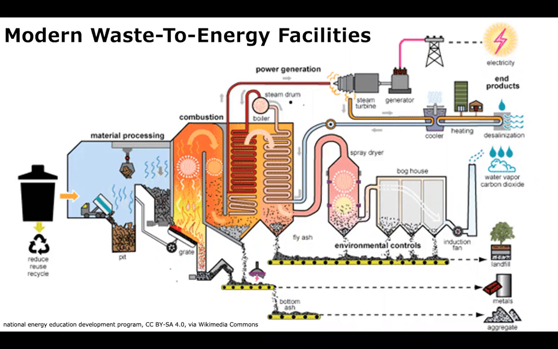So the boiler produces steam using the heat that's generated during combustion, and that can be used to power a steam turbine, which then drives a generator, which produces electricity. All right, so the end products you get are water that needs to be desalinated, water vapor, and carbon dioxide emissions. You also have fly ash, which needs to be sent to a secure landfill, and you have metals and aggregate materials as end products.